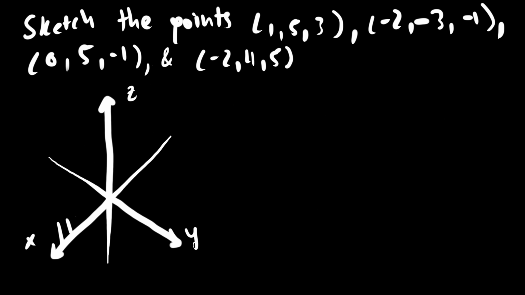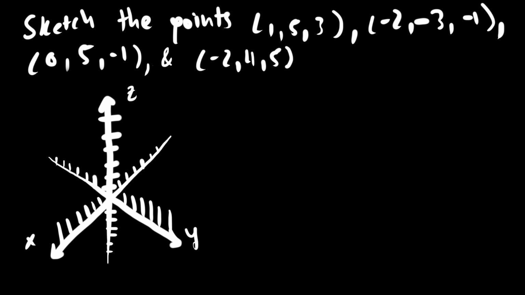1, 2, 3, 4, 5, 6 on each axis. Seems about fine. So we're going to start with point number 1.